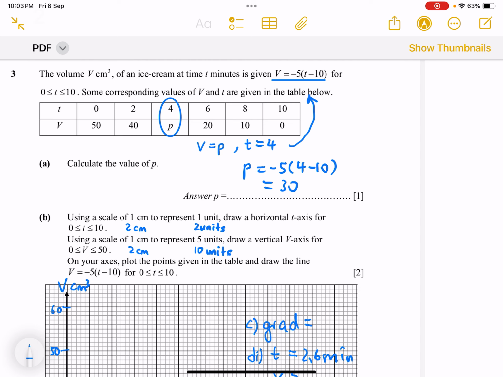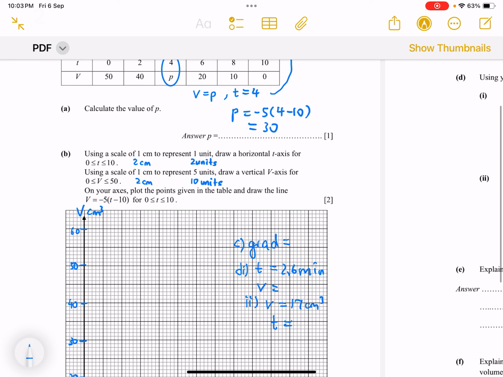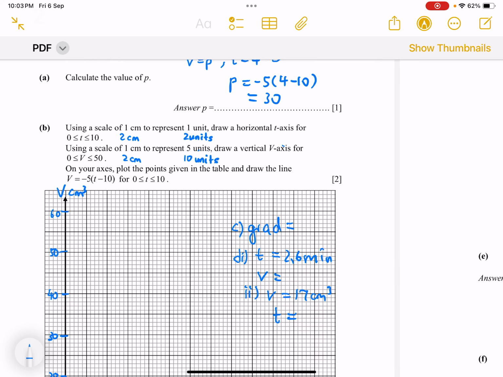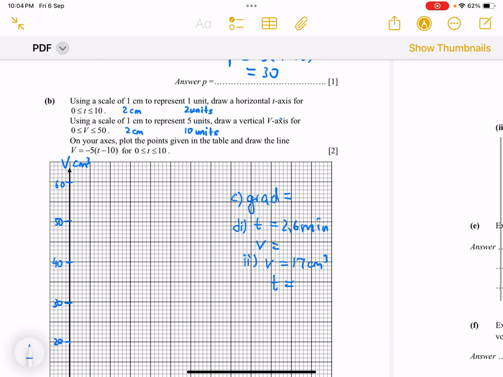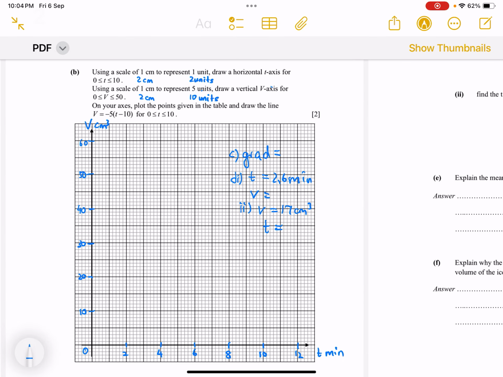Once we have that, we can start to draw the graph. We have 1 cm representing 1 unit for the t-axis, the horizontal axis, so 2 cm would represent 2 units. And then 1 cm to represent 5 units on the v-axis, so 2 cm represents 10 units. We basically use 2 cm to do our markings because 2 cm is one big square. So we mark the scale in this way.